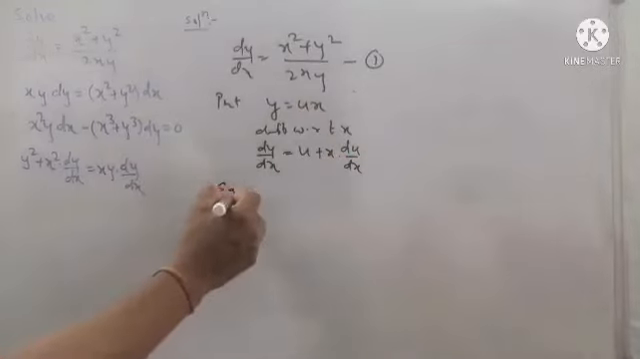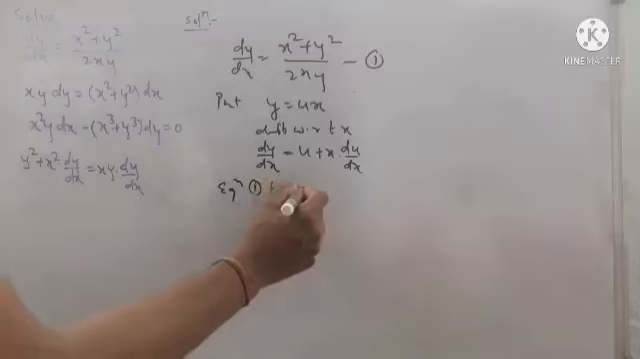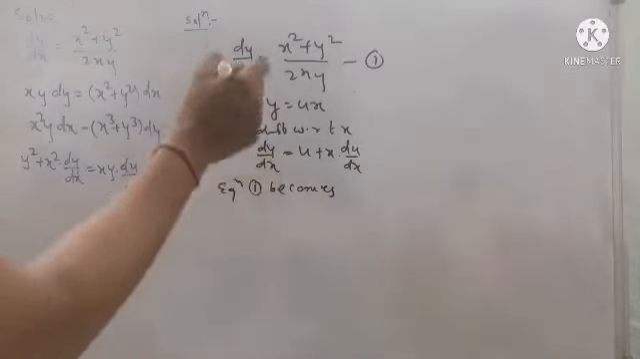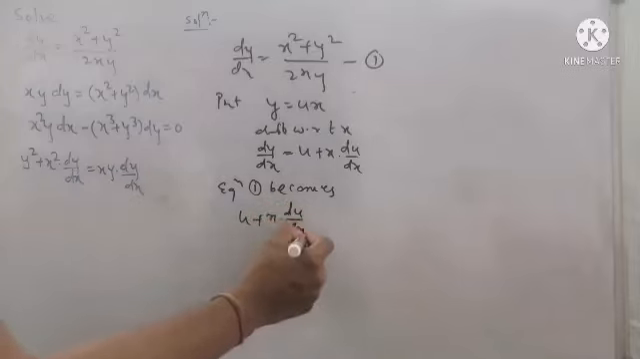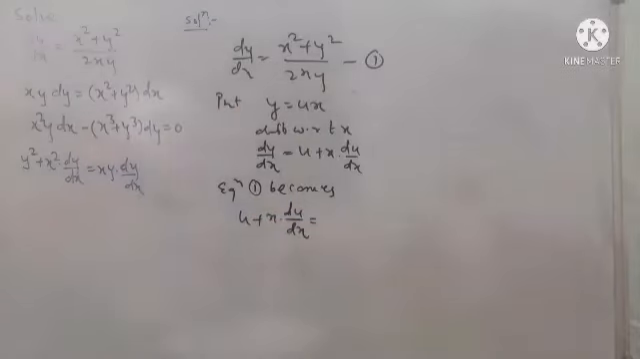So equation 1 becomes dy by dx. On the left hand side we put u plus x into du by dx, and on the right hand side we have to put y as ux.